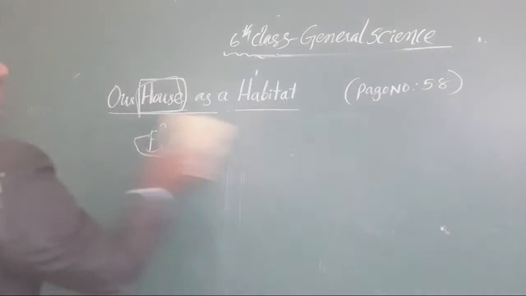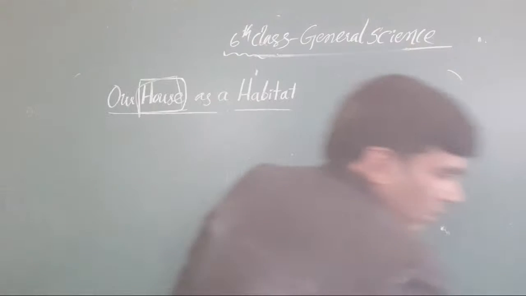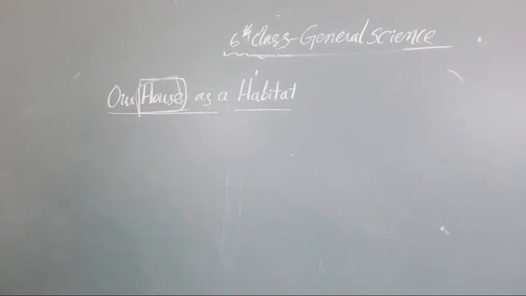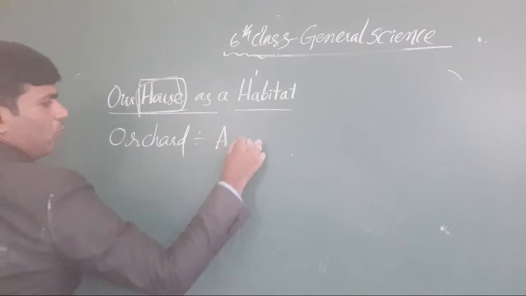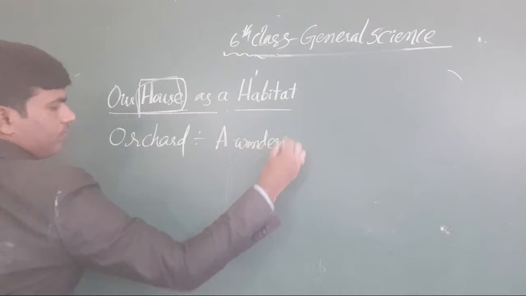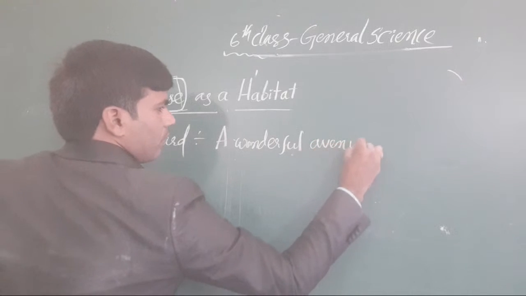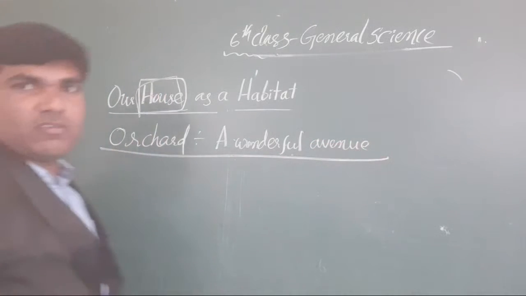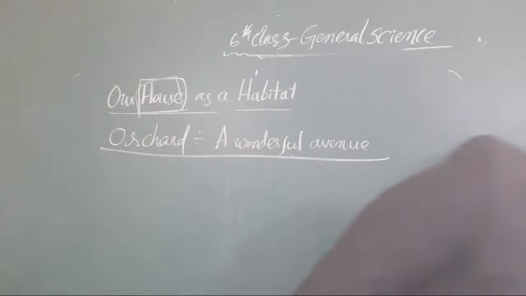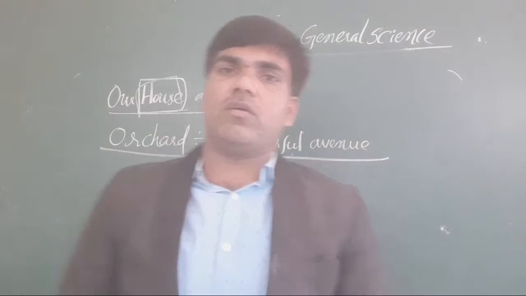Yes, another important part in our lesson. What is that? Our orchard. Okay, now, actually it is also one of the wonderful avenues. A wonderful avenue. Here are all the students. It is a wonderful avenue. Why do we call it a wonderful avenue?